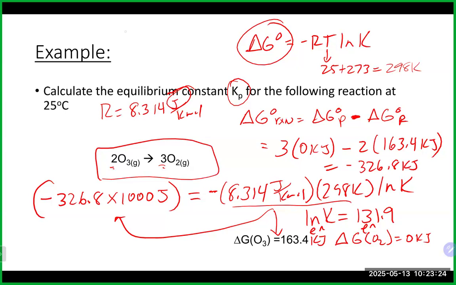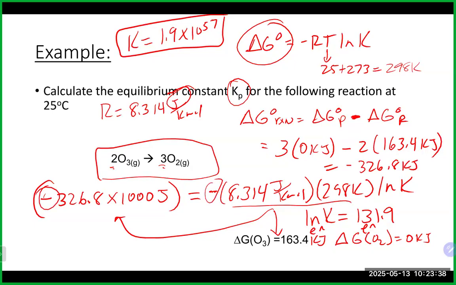And that's going to give us, I'll go up on top here, a K of about 1.9 times 10 to the 57 in this case. Any questions on that there? Again, you've got to be careful of negative signs, right? Otherwise, obviously, when you do the inverse of the natural log, you're going to be in some trouble.